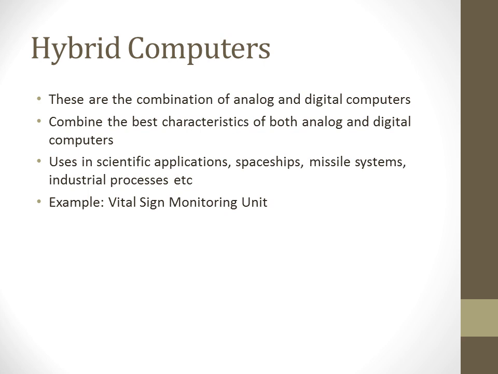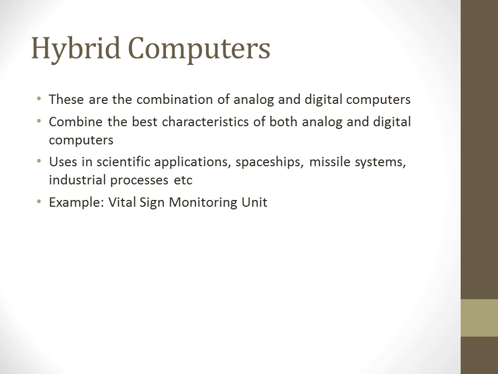Hybrid term basically means a mixture of anything. So hybrid computers are basically the combination of analog and digital computers, and they combine the best characteristics of both analog and digital computers. These are used in scientific applications, spaceship, missile systems, and industrial processes, etc. And a very common example of hybrid computers is a vital sign monitoring unit.